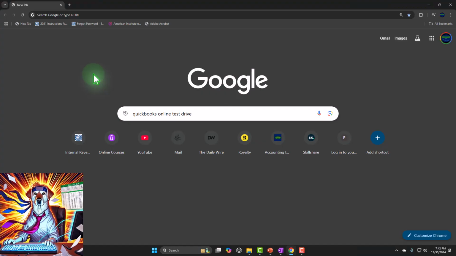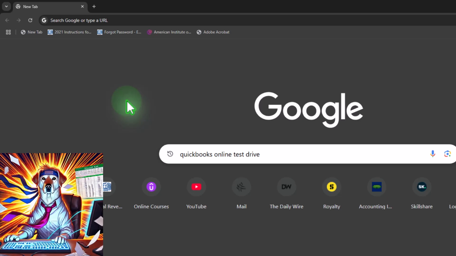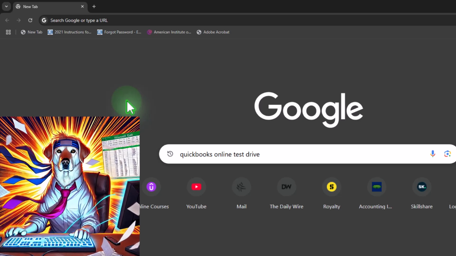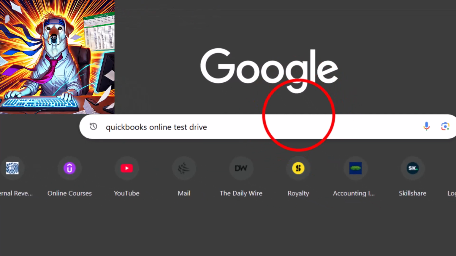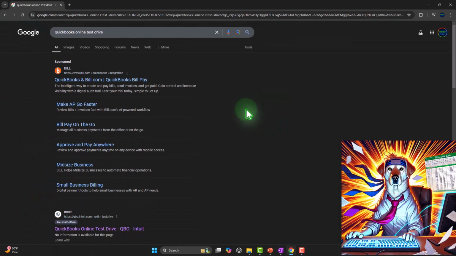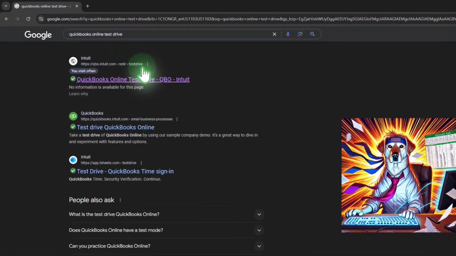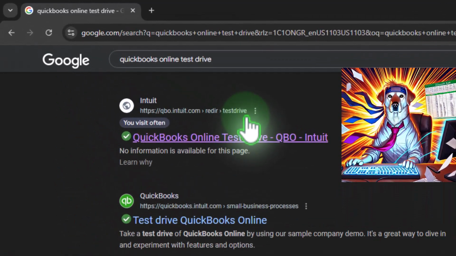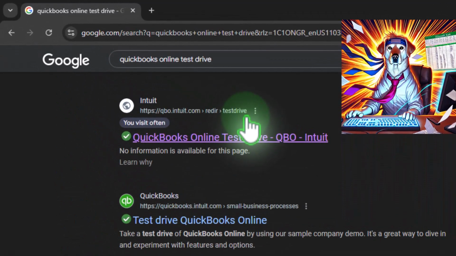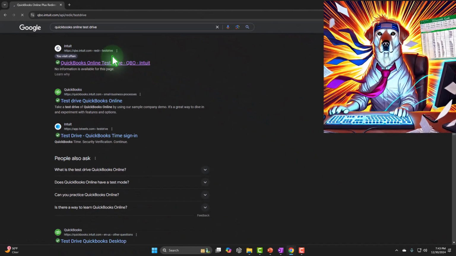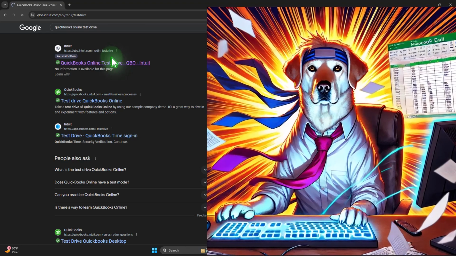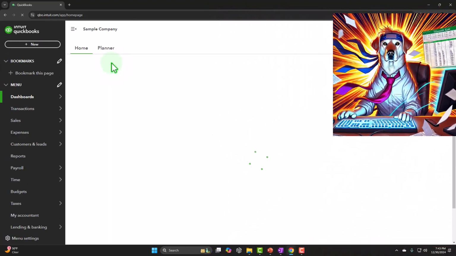We are online in our browser, searching for that QuickBooks Online test drive, the free sample file available to everyone, provided by Intuit. Intuit being the owner of QuickBooks. Looking for the result that has Intuit.com in the URL, giving us some assurance that we're in a valid link, given the fact that Intuit is the owner of QuickBooks. You might have to then verify that you are not a robot, so you can do that if asked.